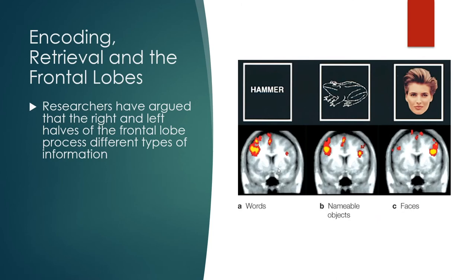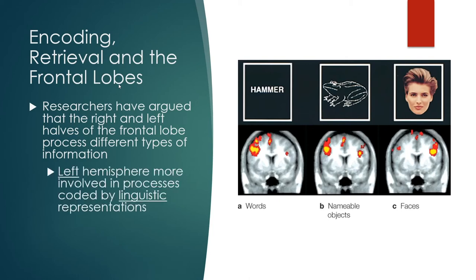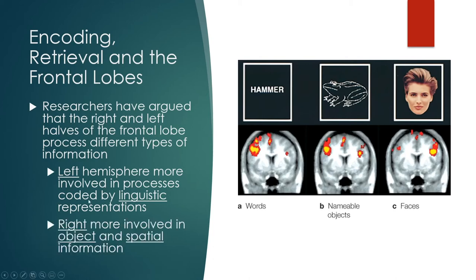This was a slide that I moved because it fit better afterwards. But there's a lot of debate in the field about what the frontal lobe is actually doing and what it's representing. A lot of studies have shown that there's this lateralization effect, that the frontal lobe is bringing objects or faces back online, but that different parts of the frontal lobe are actually holding different types of information online. So the left hemisphere was more involved in linguistic representations, like reading the name of a word and keeping the name of that word in mind, whereas the right was more involved in object and spatial stuff.